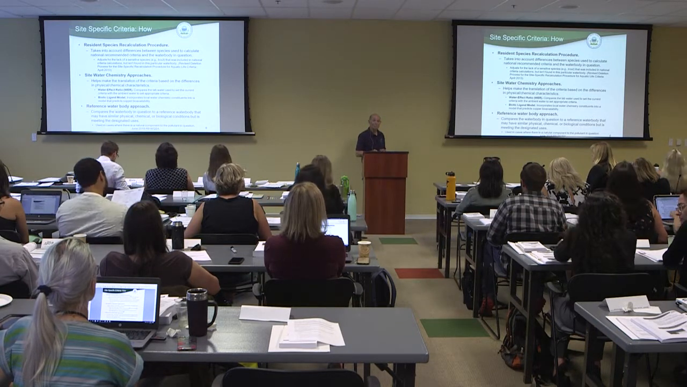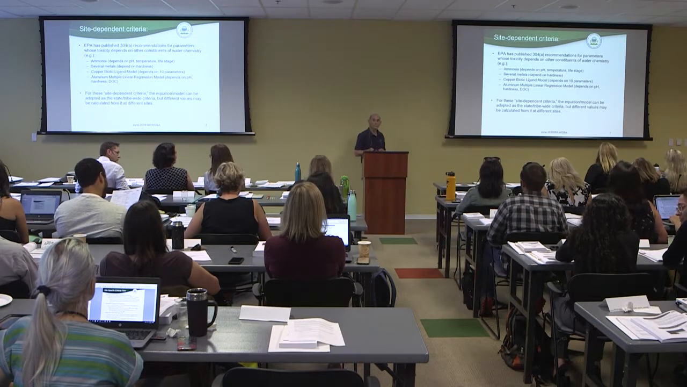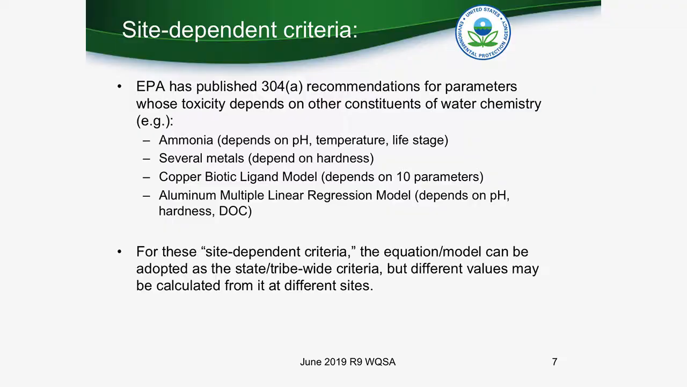Okay, where am I now? So as Deborah discussed, we've published a lot of new criteria that are using sort of this modeled approach, right? So we know that several metals are a function of hardness, and so they have this equation that sort of ameliorates the effect of the toxicant. The biotic ligand model I just sort of talked about. For fresh water, it's based on 10 parameters.